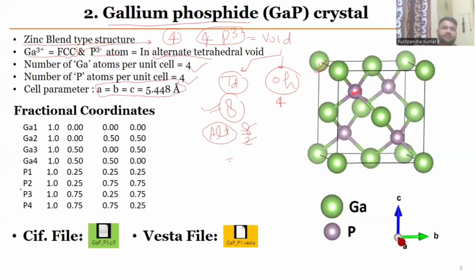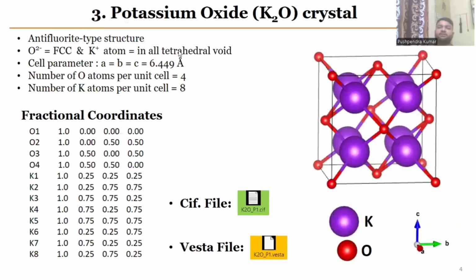These are the fractional coordinates corresponding to this unit cell and this crystal. And this is the CIF file corresponding to this crystal, and this is the Vesta file. We can open these files in the respective software. So now let's move on to the next crystal. The third one is the potassium oxide crystal structure.